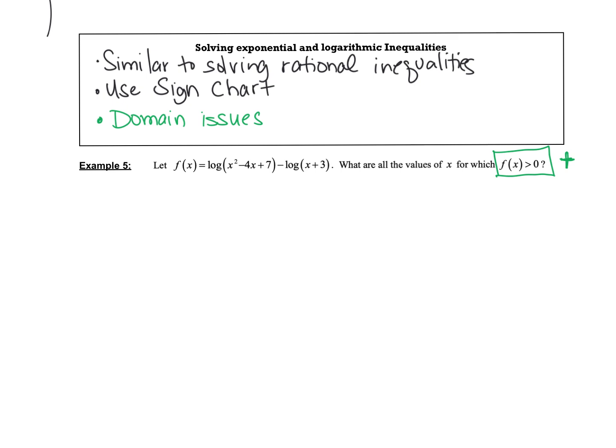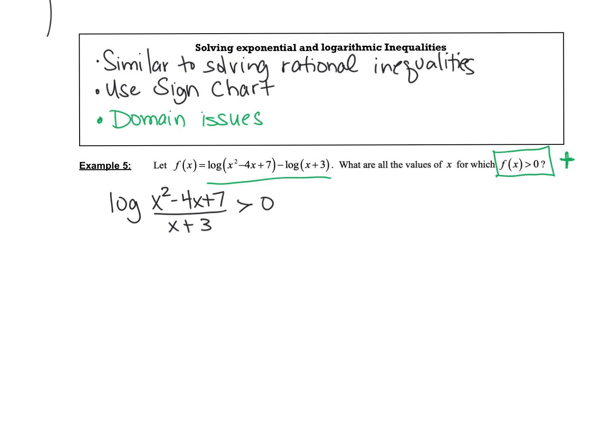What I want to do next is to think about all of the things that could happen with this function, all right? Because I really can't solve this unless it's one logarithm, all right? So how can I put that one thing together? I would divide. So I would have the log of (x squared minus 4x plus 7) over (x plus 3) has to be greater than 0, okay? That's kind of what we're solving. Right?